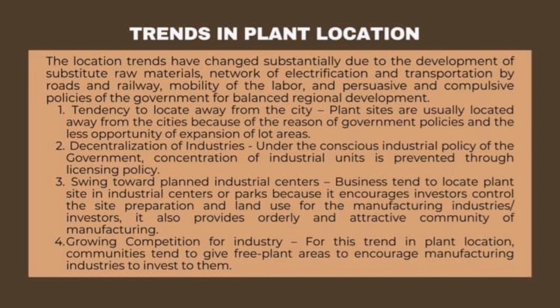The third one is swing toward planned industrial centers. Businesses tend to locate plant sites in industrial centers or parks because it encourages investors, controls the site preparations and land use for the manufacturing industries, and also provides an orderly and attractive community of manufacturing. The last one is growing competition of industry. For this trend in plant location, communities tend to give free plant areas to encourage manufacturing industries to invest in them.